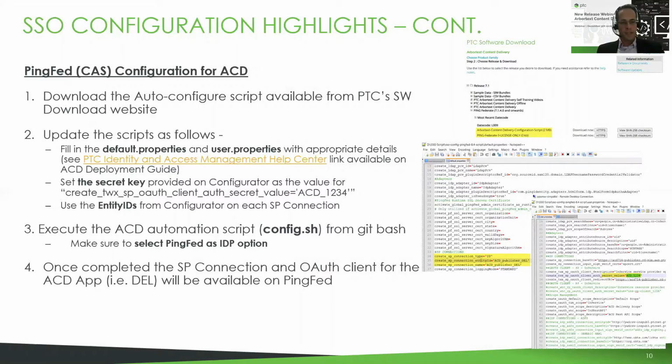In terms of the secret key, as I mentioned, I'm hoping that you can see it over here, but if you open the user properties, there is a property here called secret value. This needs to contain the same exact value that you just filled in the configurator. And from the default properties file, you need to use that prefix that we just mentioned for the relevant ACD application that you're going to set up. In this example, I'm configuring it with the delivery system and I'm giving it the DEL string, and that's what I'm going to use in here.